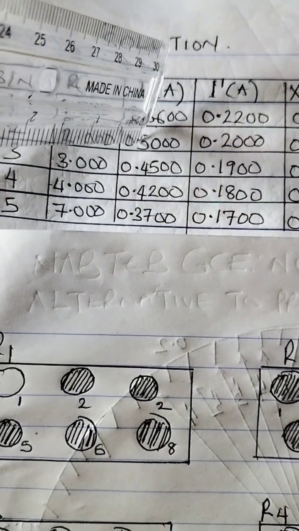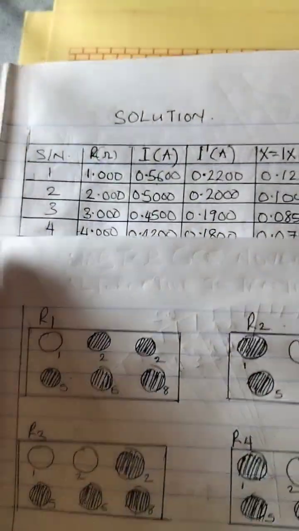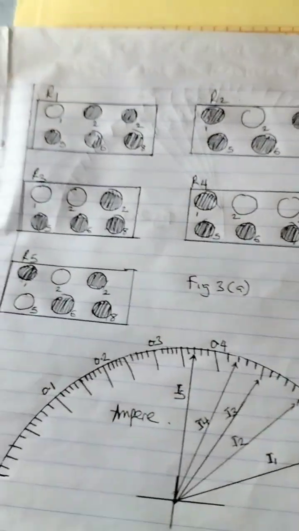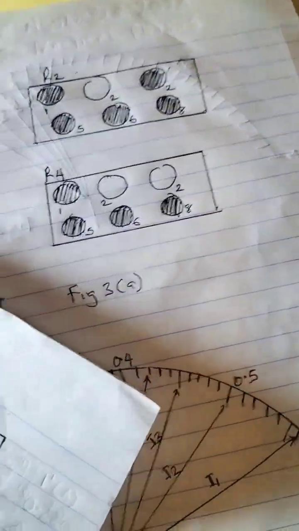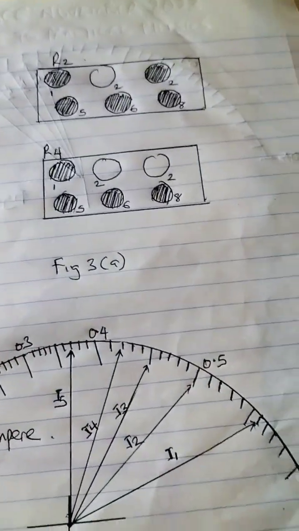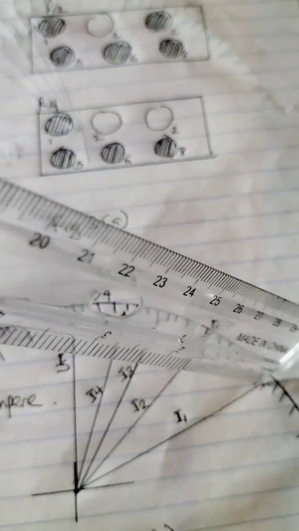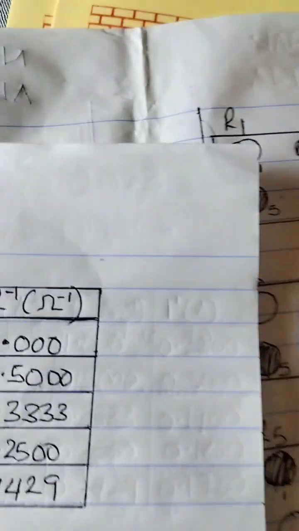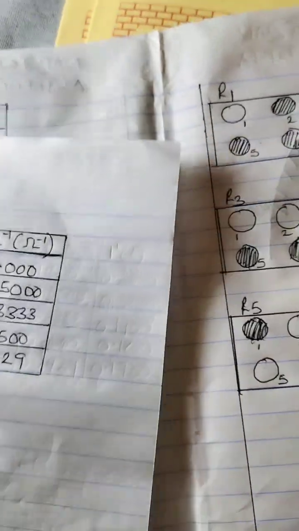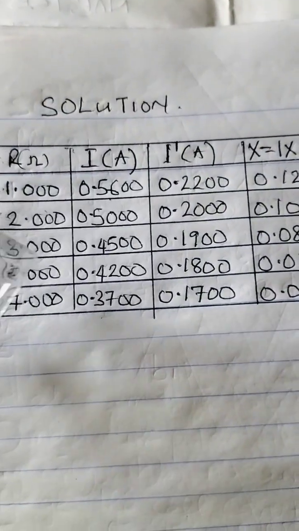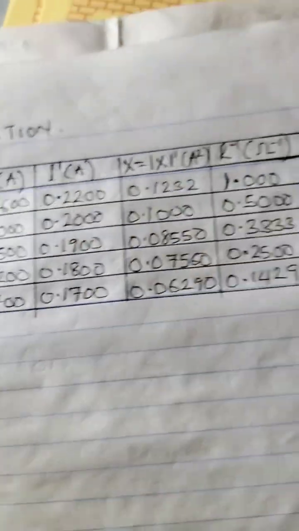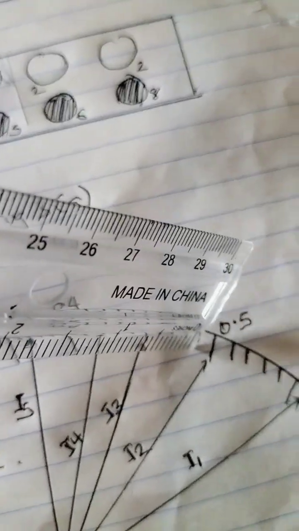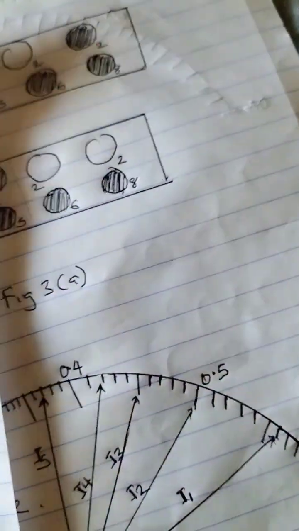Then our current, we explained that before. The current I is from Fig 3B. In Fig 3B we have the values of our current. So we have our I1, the first current, which is 0.56. Going to the table, we see that our I1 here is 0.56. Then our I2, as you can see, is 0.500. So that represents the I2.